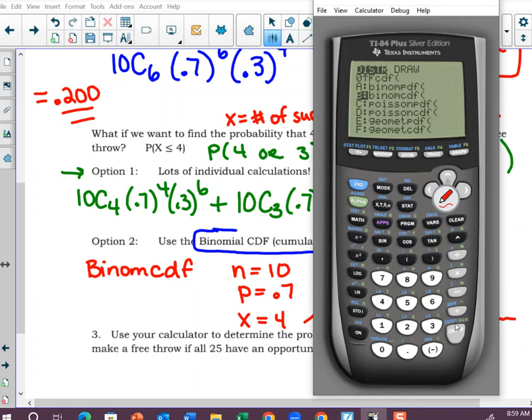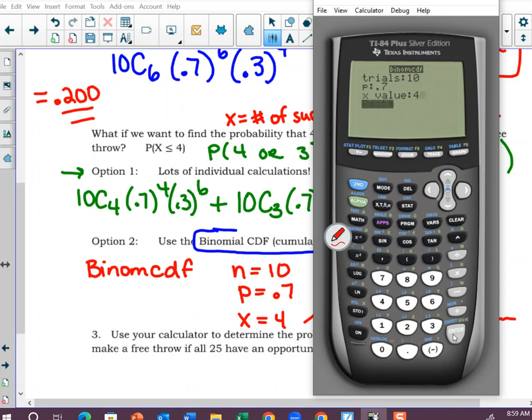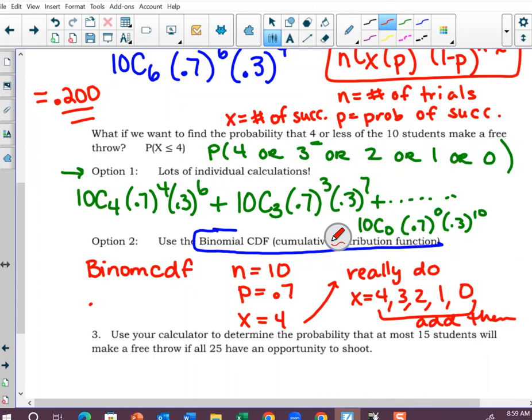So here we go. Binomial CDF. 10 trials. 0.7. 4 means 4, 3, 2, 1, or 0 if we're doing the cumulative. Paste, paste. 0.047. Now, it's hard for me to prove that to you unless we did the 4, the 3, the 2, and the 1, and we can absolutely do that, and I can show you that that gives you the exact same thing.